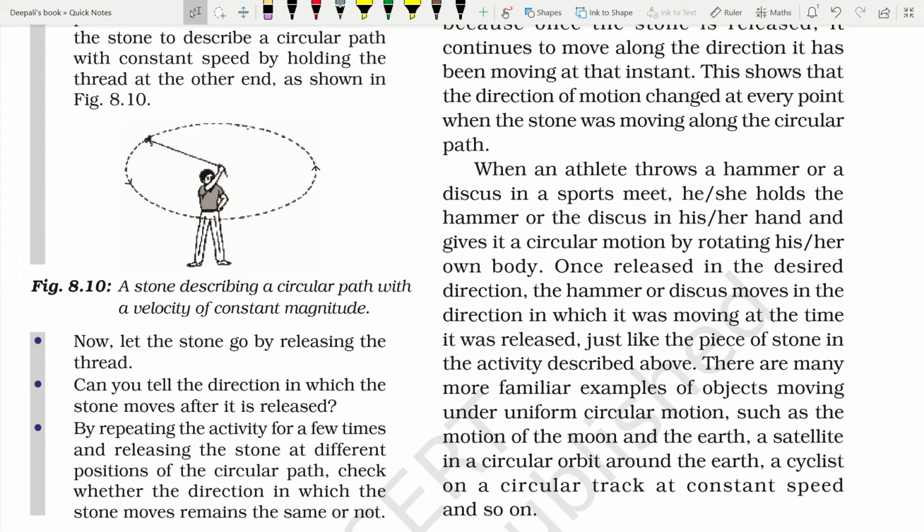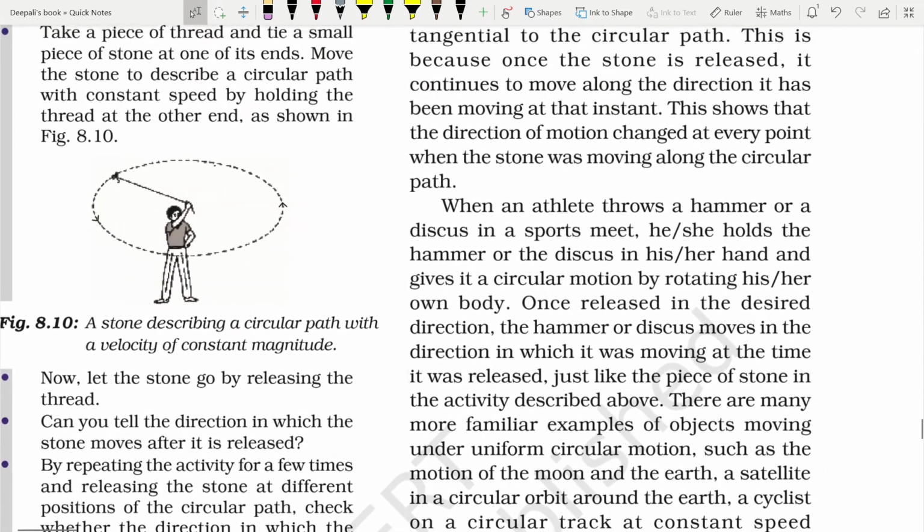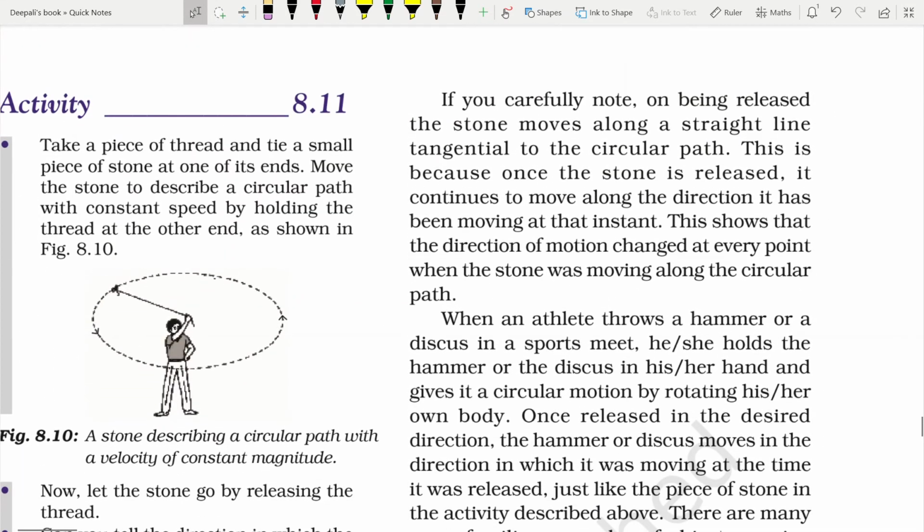By repeating the activity a few times and releasing the stone at different positions of the circular path, check whether the direction in which the stone moves remains the same or not. If you carefully note, on being released, the stone moves along a straight line tangentially to the circular path. That is, it moves along the tangent of the circle.